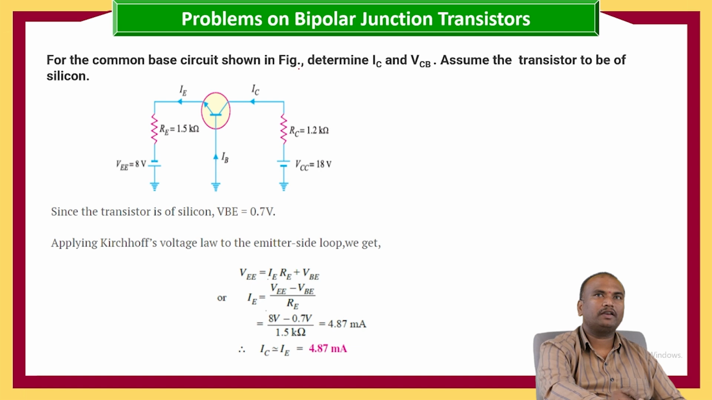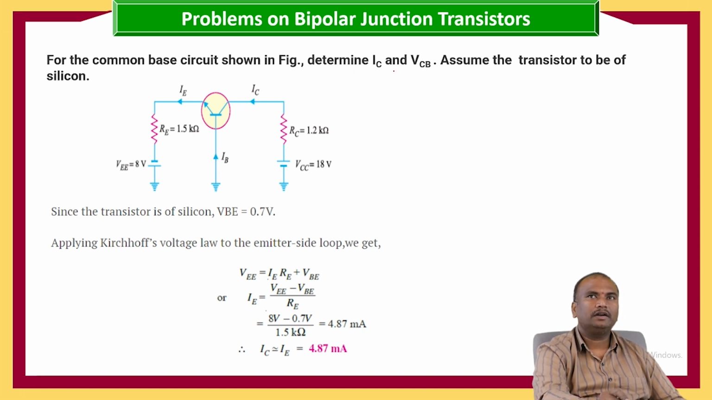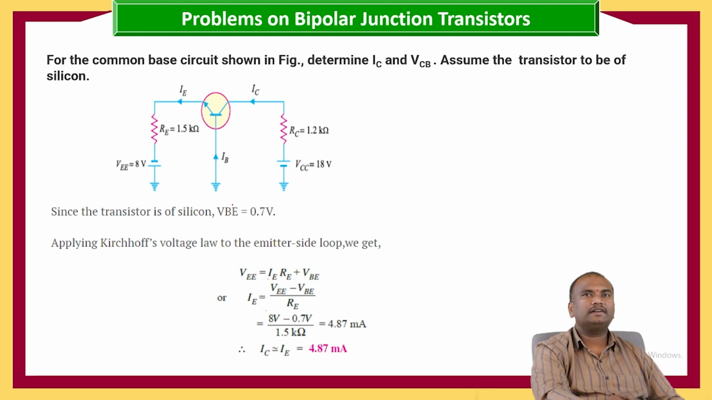For the common base circuit shown in figure, determine IC and VCB. Assume the transistor to be of silicon. Here RE value is given as 1.5 kilo ohm, RC value is given as 1.2 kilo ohms, VCC value is given as 18 volts, VE value is given as 8 volts. Here the transistor is a silicon transistor, so base to emitter junction voltage is 0.7 volts.